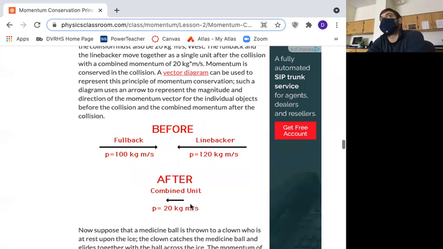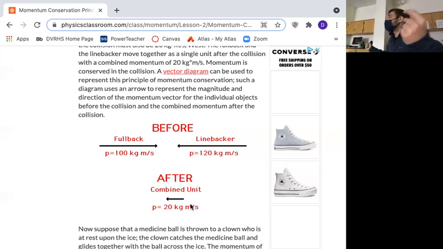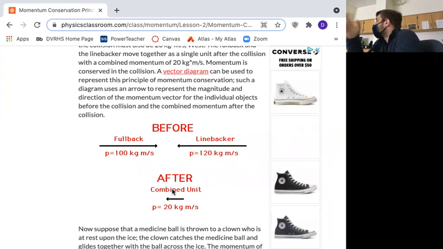I want to go back up to this one with the football players. That fullback must be moving at a decent speed to get 100 kilogram meters per second of momentum, and same thing with that linebacker. He must be moving at a decent speed too. The amount that they are moving after, though, is very slow in the backwards direction compared to each direction they were moving before. That is because their masses as a combined unit are more than they were individually before.